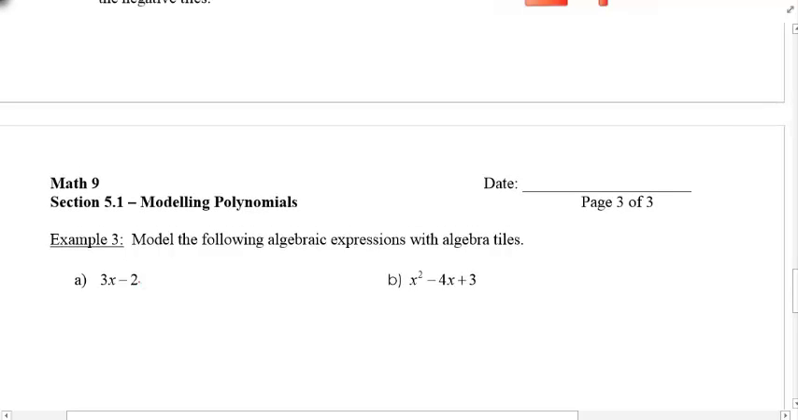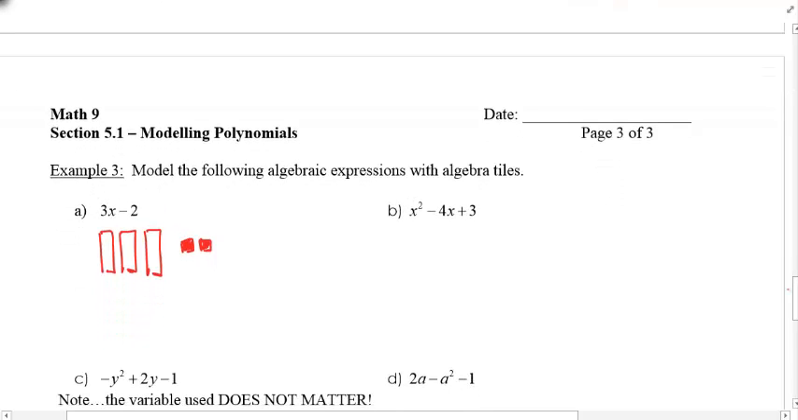So 3x. So x were those rods. I'm going to ask you to just draw 3 white rods. 1, 2, 3 rods. That represents 3x. And then minus 2, well, that's a number, and the numbers are those small little squares. So 1 small square, 2 small squares. But wait, this is minus 2, so we better shade them in. So let's shade them, make them dark. Okay, that's it.